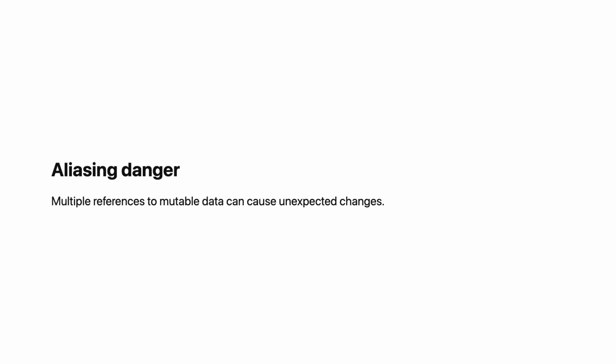One part of code changes data. Another part expected it unchanged. The bug is subtle because nothing explicitly passed new data. The change happened through a shared reference. With immutable data, aliasing is safe. A and B point to the same data, but nobody can change it. A sees the data. B sees the same data. It will always be the same data. Sharing immutable data is safe. Sharing mutable data requires caution.